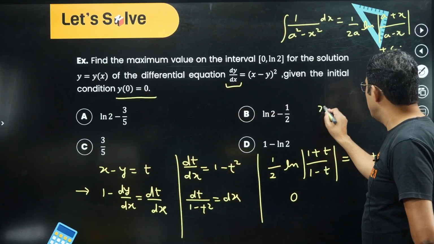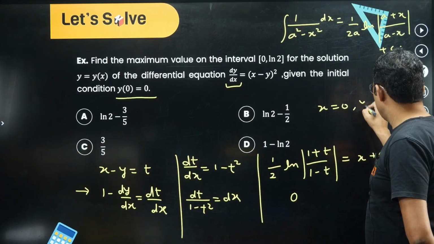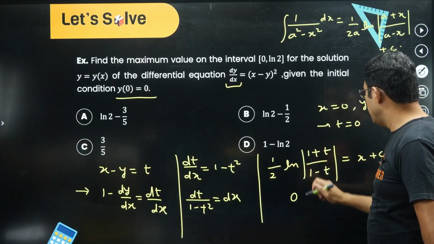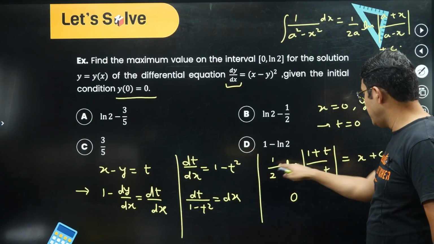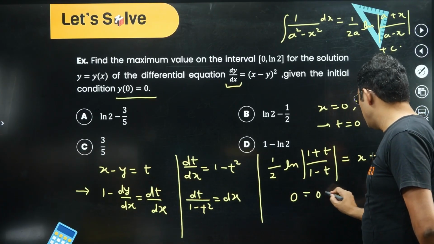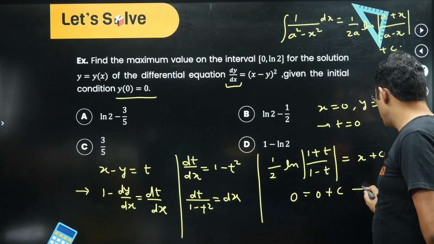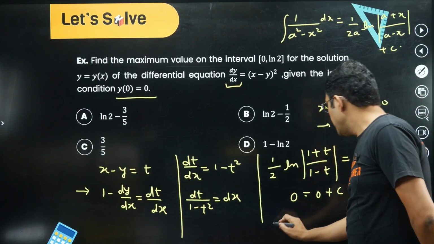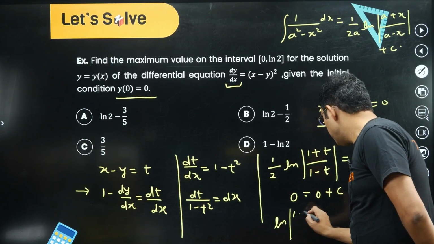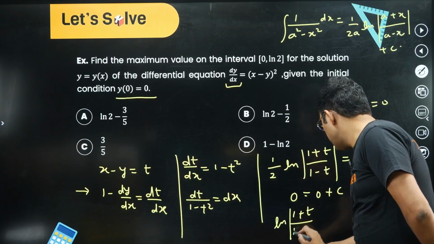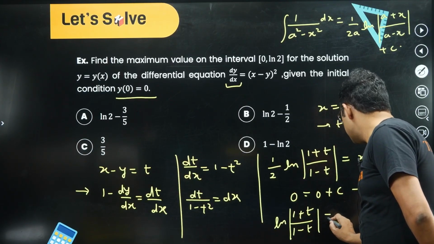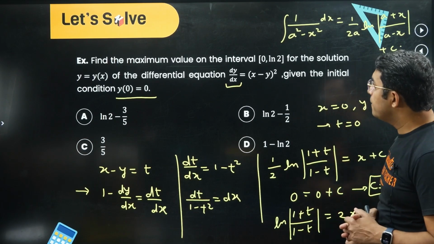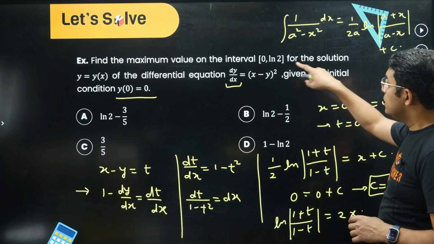Let me write this condition: x is equal to 0, y is equal to 0, so t is also equal to 0. Now putting this here, it will just be ln(1)/2 is equal to 0 plus c. So c is also 0. So what is the final thing that we are getting? We are getting ln of (1 plus t) upon (1 minus t) is equal to 2x. That's it. Okay.